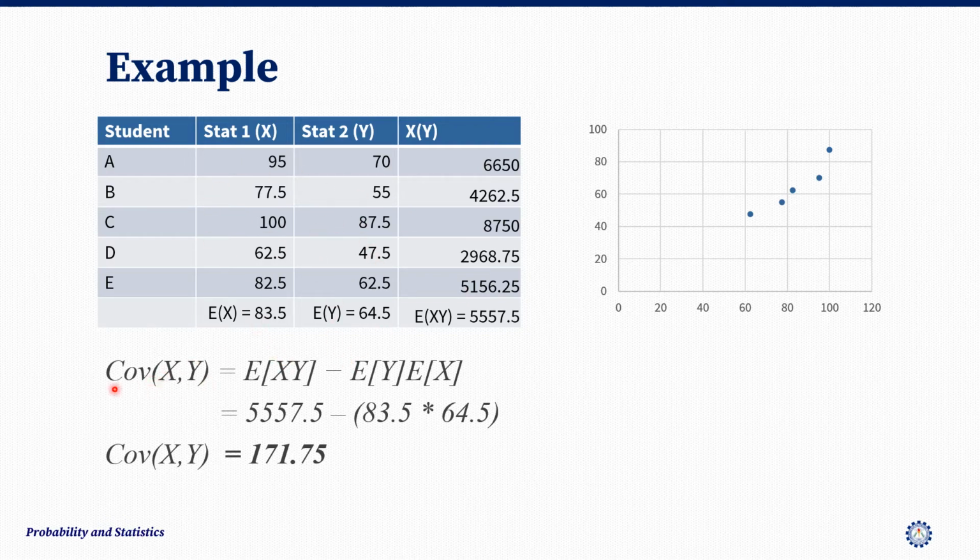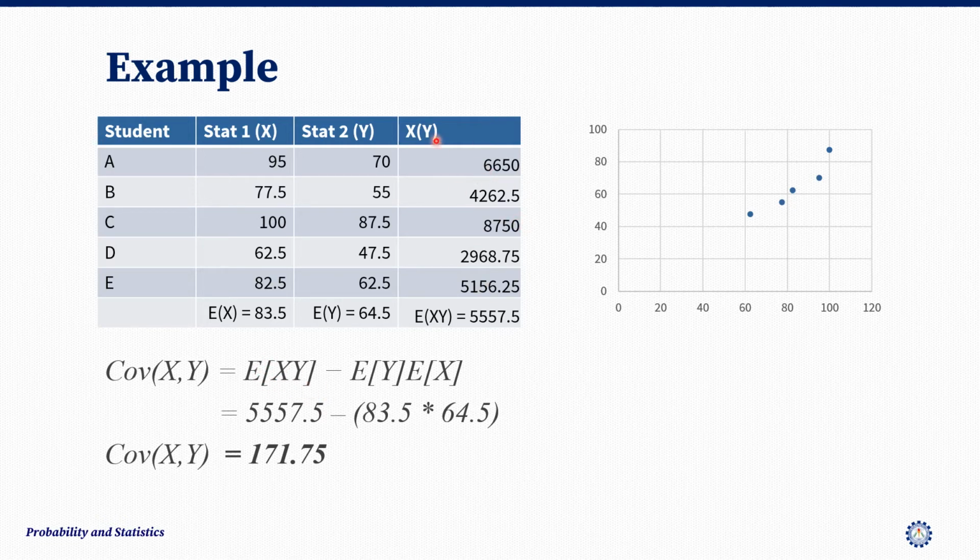We have our formula: covariance of X and Y is equal to the expected value of X multiplied by Y, minus the expected value of Y multiplied by the expected value of X. First, we need to find the expected value of X multiplied by Y. We first assign variables to our data: the Stat 1 grade we denote as X, and Stat 2 as Y. Then we multiply X and Y to get the expected value of XY.